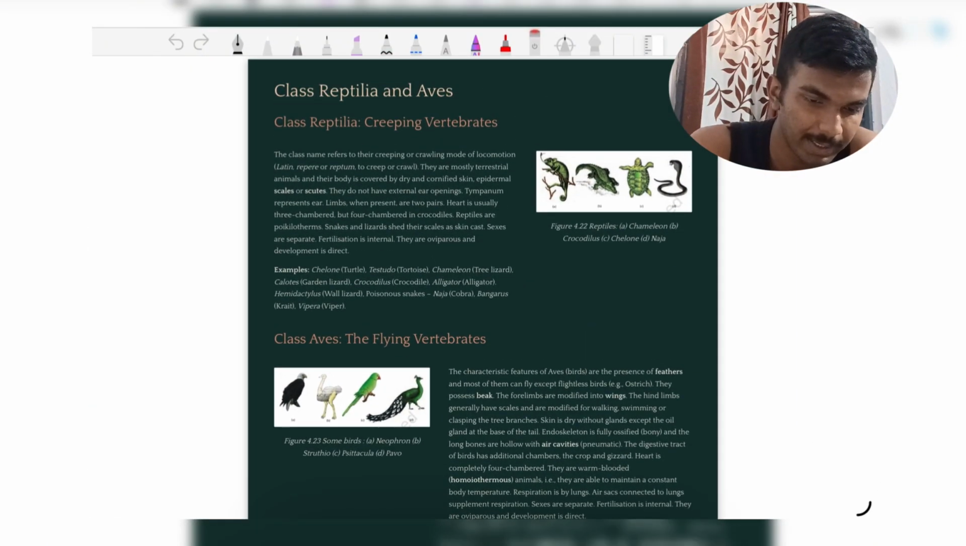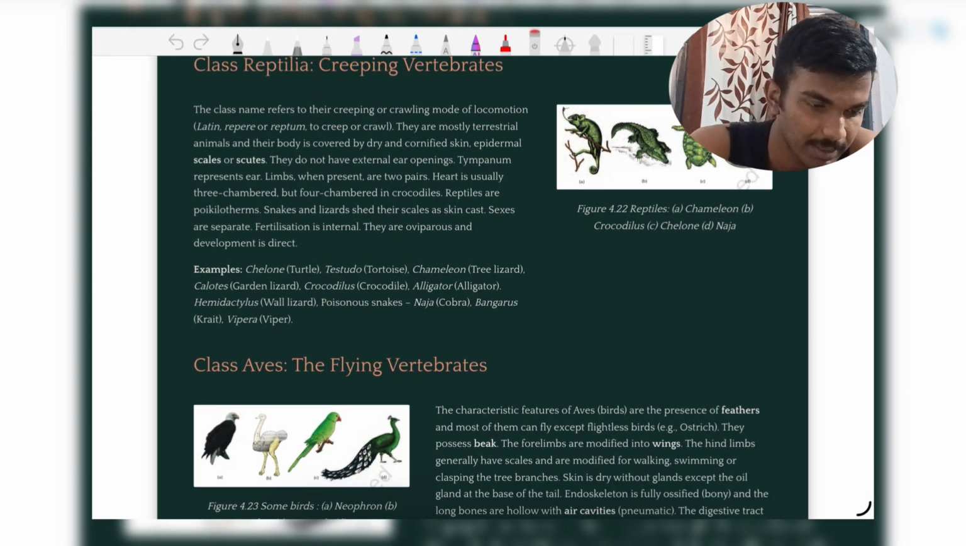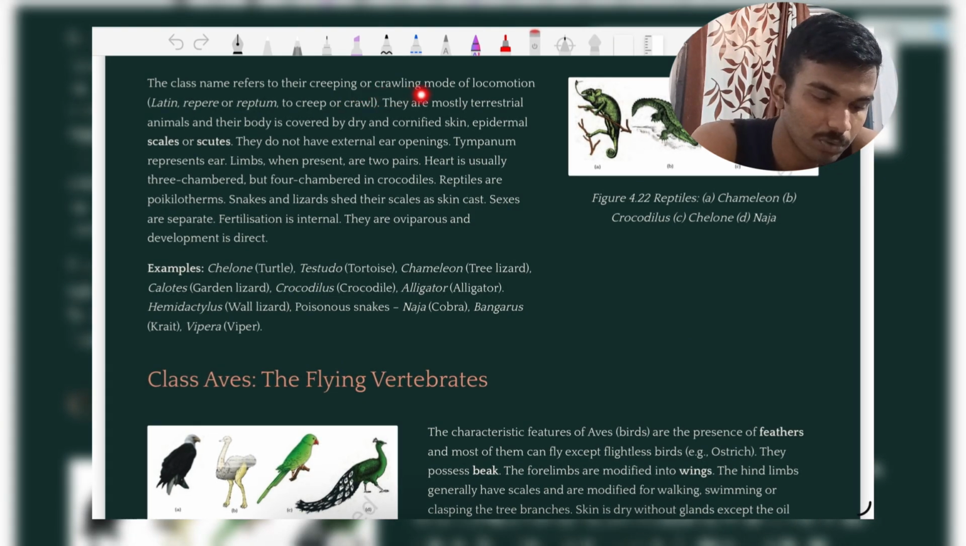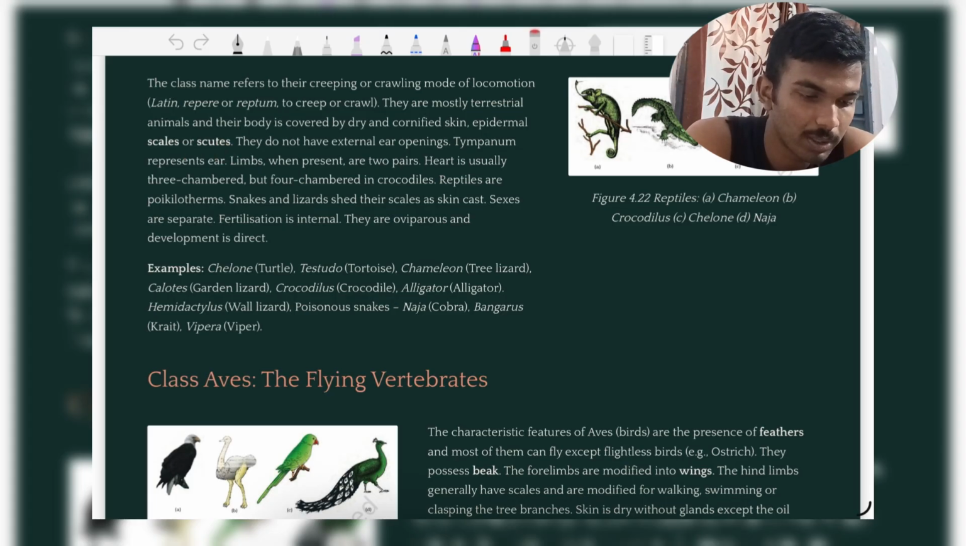Class Reptilia. The class name refers to the creeping or crawling mode of locomotion. They are mostly terrestrial animals. Body is covered with scales and scutes. They do not have external ear openings. The tympanum represents the ear. Limbs, when present, are 2 pairs. The heart is usually 3-chambered but 4-chambered in crocodiles. Reptiles are poikilotherms. Snakes and lizards shed their scales as skin cast.